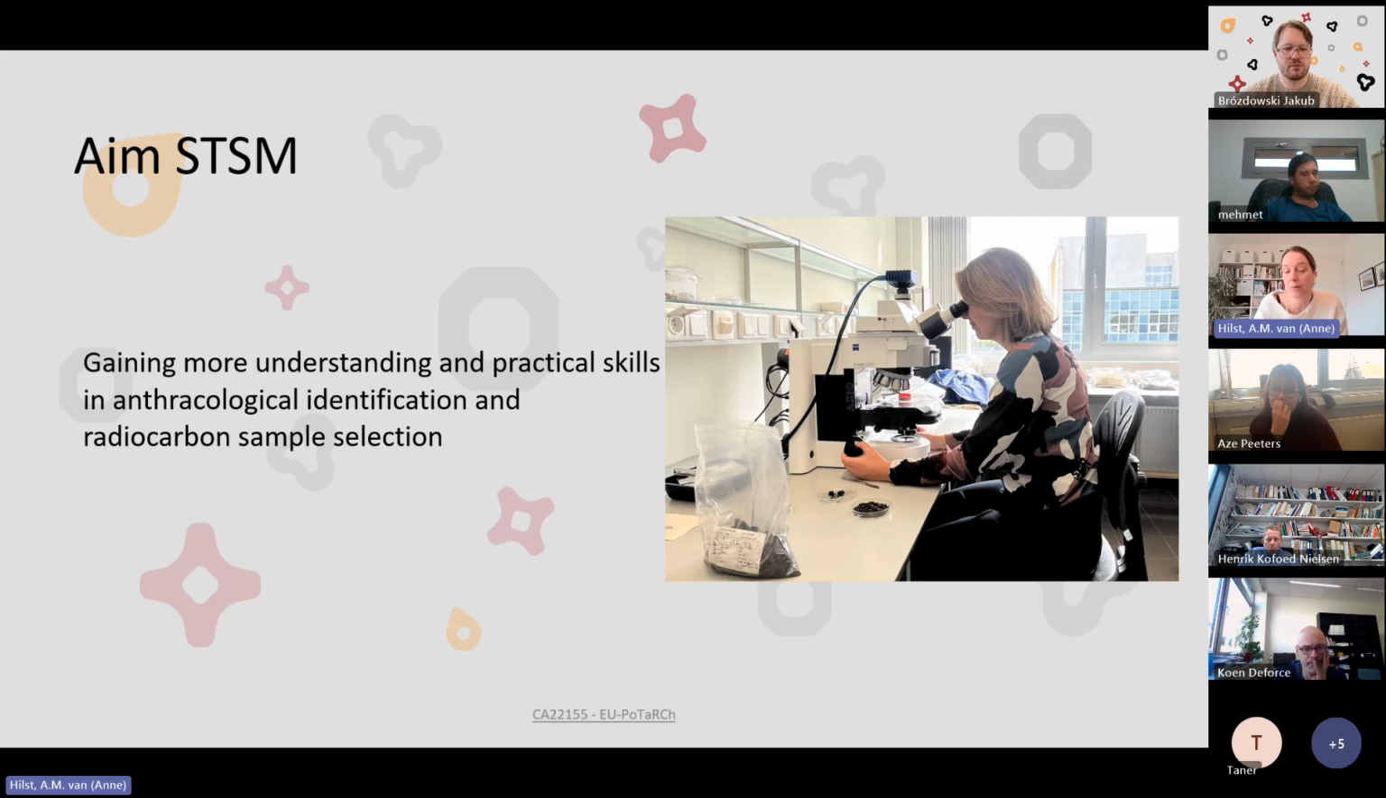I had two main goals for this STSM: to receive hands-on training in charcoal identification and to learn how to select good radiocarbon dating samples, especially in the context of pit kilns.